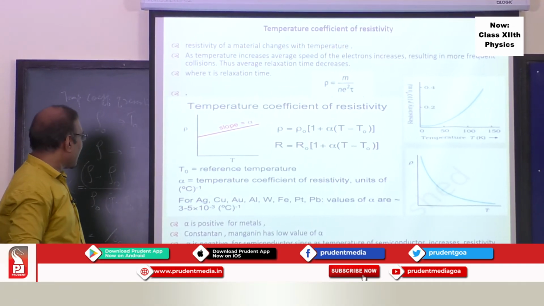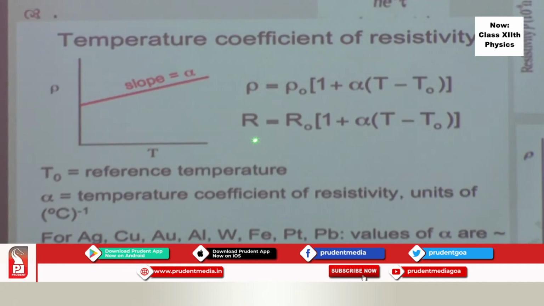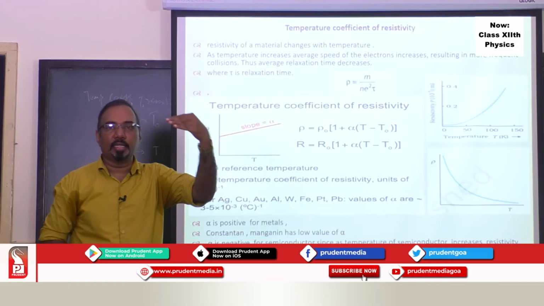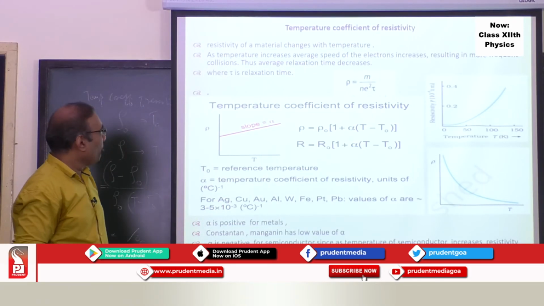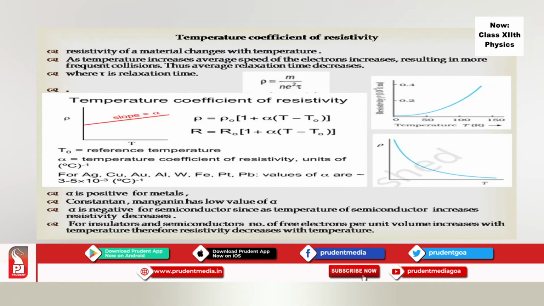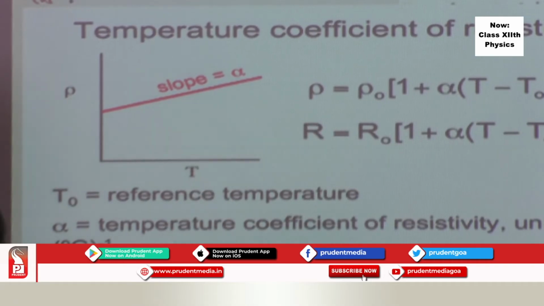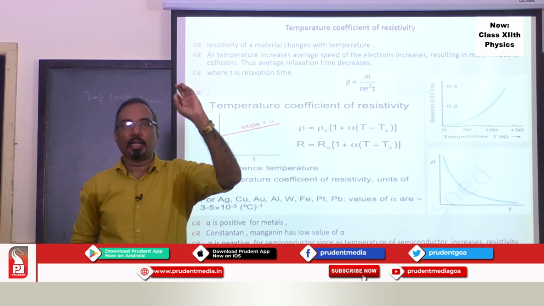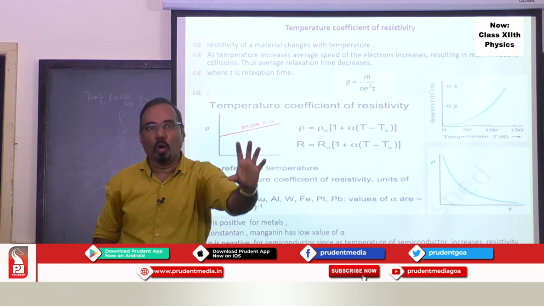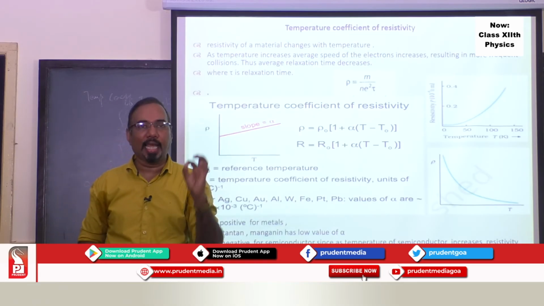I can write the same formula as rho equals rho 0 into 1 plus alpha times T minus T0, or I can write it for resistance. As the temperature increases, resistivity changes. For conductors, resistivity increases. For semiconductors, resistivity decreases. If you find the slope of the resistivity versus temperature graph, the slope will give you the alpha value. If alpha is high, the resistivity or resistance of that material changes more. If alpha is less, the material's resistance changes less.